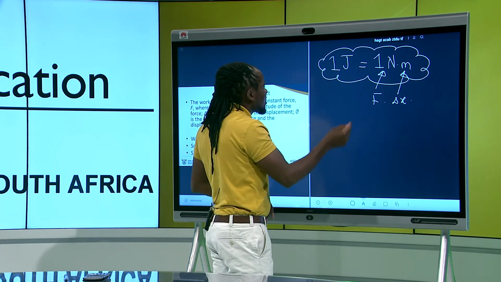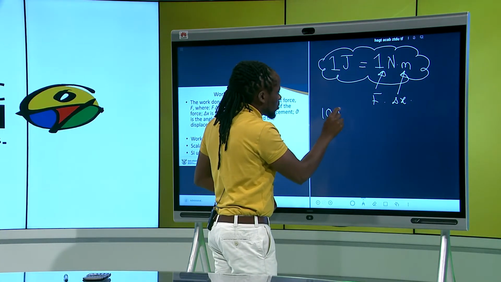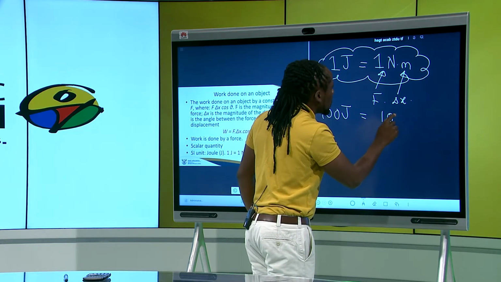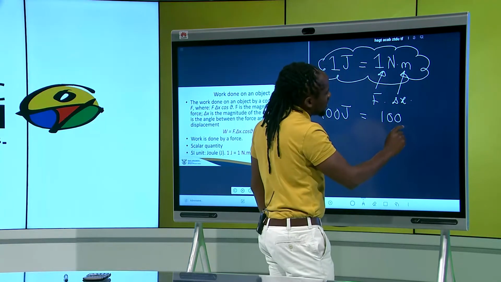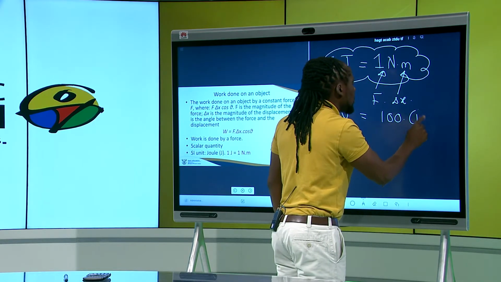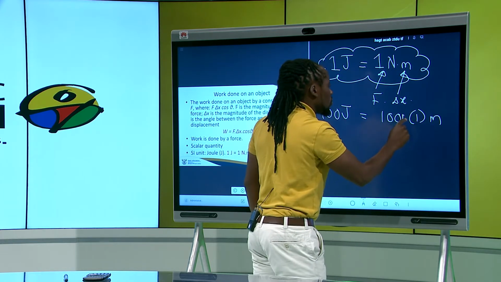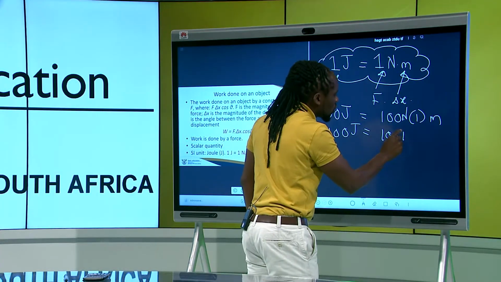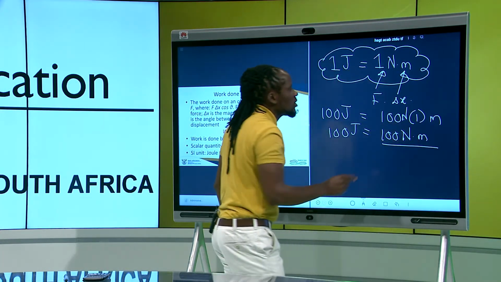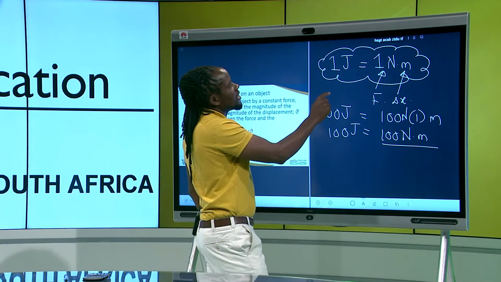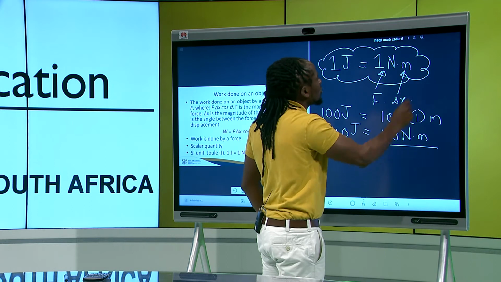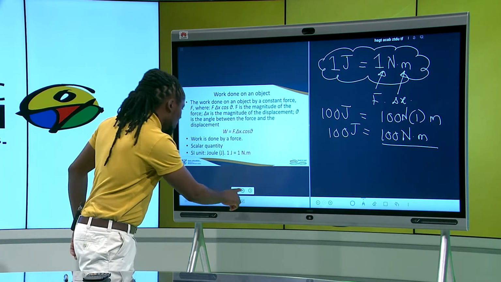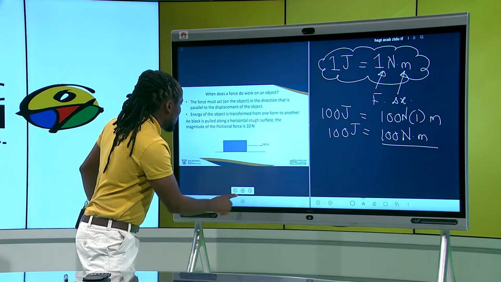Equivalently, let's say for argument's sake, work done of 100 joules, what does that mean? It means a 100 Newton force, let's say it moves 1 meter in the direction of the force. So you'd realize that 100 joules is equivalent to 100 Newton meters. But what is of particular interest to us is that the work done is actually the product of the force and the displacement of the object in the direction of the force. That's very important. Right, let's move on to the next slide.